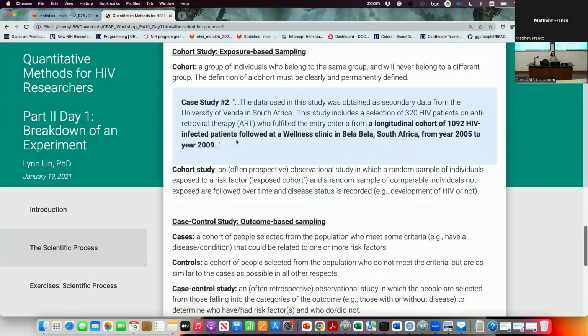So here, for example, from the paragraph of case study number 2, it has a longitudinal cohort of 1,092 HIV infected patients. The criteria is that they have to be HIV infected, and then they have to be followed at a wellness clinic in Bela-Bela, South Africa, from 2005 to 2009. So this is the criteria. Make sure you specify the criteria so that you can correctly and accurately define the cohort you are interested in.